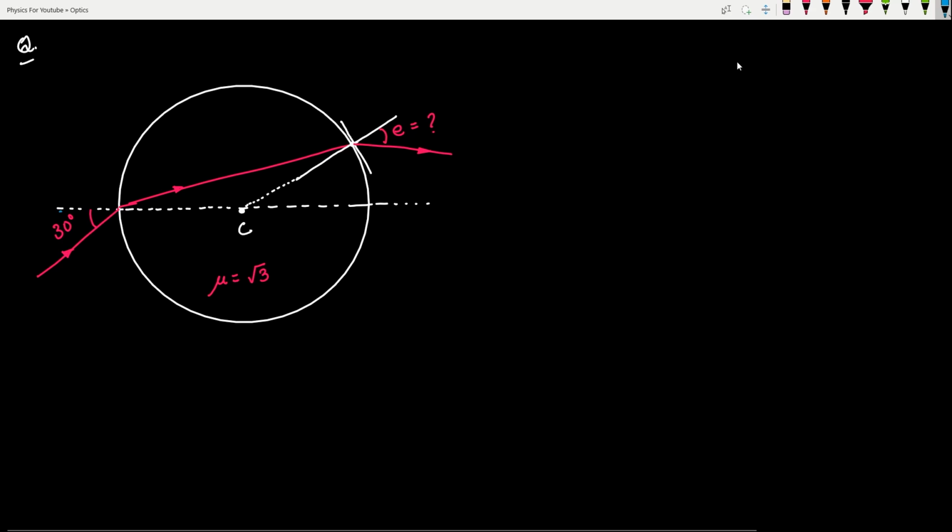Okay, now let's look into this question. It says that the angle of incidence is given to be 30 degrees and it is asked to find the angle of emergence. So simple. It's given that this is the refractive index of air, and we know that the refractive index of air is 1, and the refractive index of the circular body is given to be √3. Therefore, how do we find the angle of emergence?